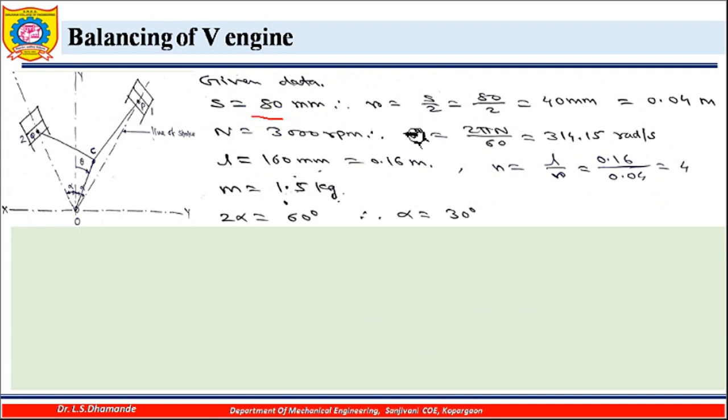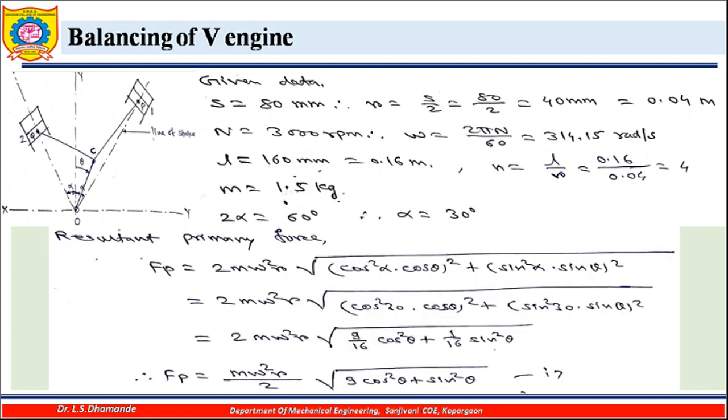Stroke is given as 80 mm, so definitely R will be stroke by 2, that is 40 mm. In terms of meters, it will be 0.04 meters. N is given as 3000, so omega we can find out from this: 2 pi N by 60, so it is 314.15 radian per second. Then the length of connecting rod is 160 mm, so it will be 0.16 meters. And the obliquity ratio small n is equal to L by R, so 0.16 divided by 0.04, it is 4. While the mass m is 1.5 kg and 2 alpha is 60 degree for this engine, and that means alpha is equal to 30 degree.